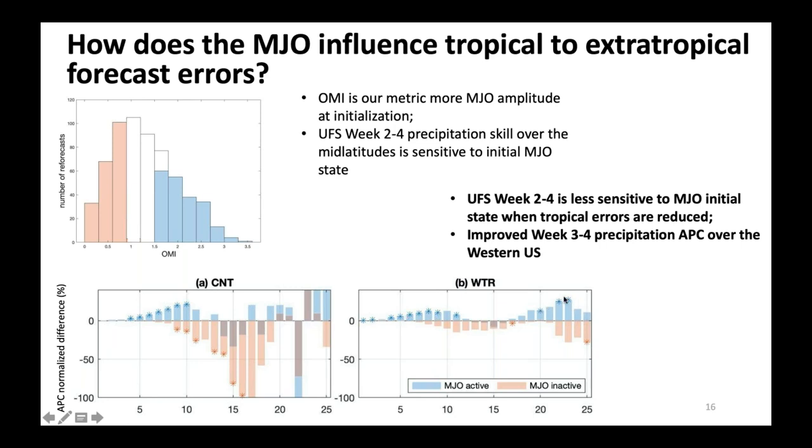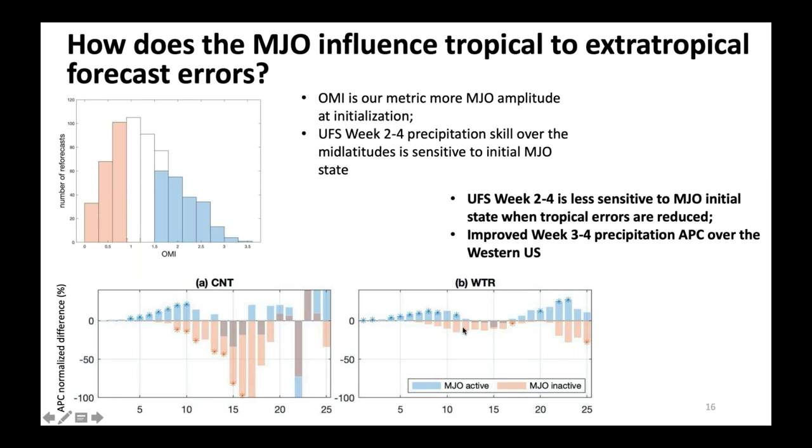But now you also see an added skill at longer lead times, perhaps because now the MJO can propagate and the MJO life cycle is properly represented in the model.